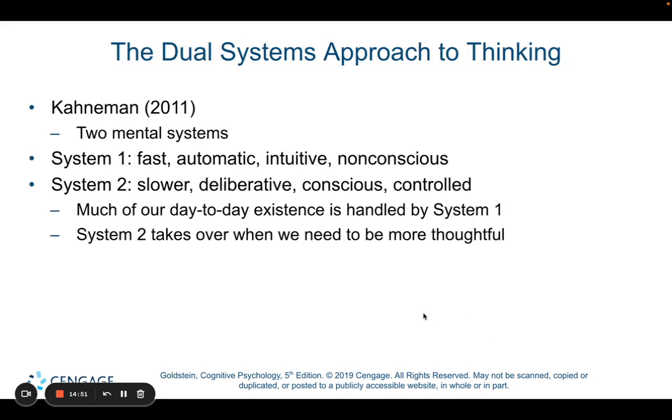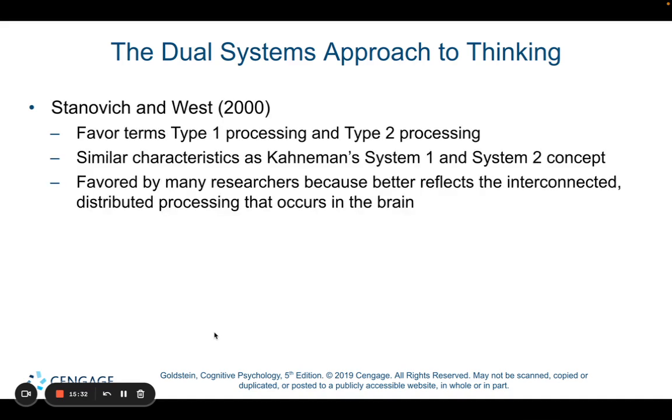There's also the dual systems approach to thinking, which says that when people think, it can be fast, automatic, intuitive, and non-conscious. That's system 1, or it can also be slow, deliberate, conscious, and controlled. Much of our day-to-day existence is handled by system 1 thinking. So we get up, we automatically brush our teeth, we go through our daily routines, get in the car, drive, which is daily routine. Those are mostly system 1 actions. And then system 2 takes over when we need to be more thoughtful, when we're doing something that takes a lot that's not really routine to us.